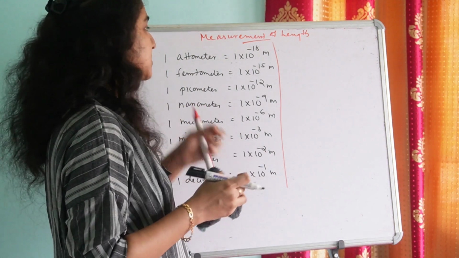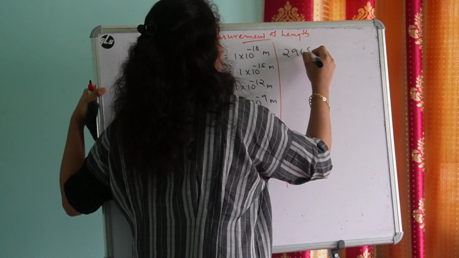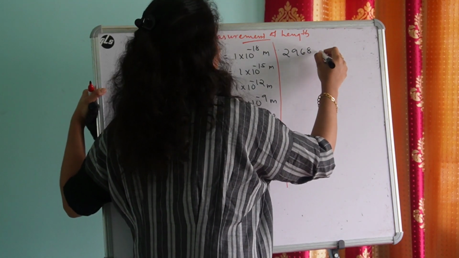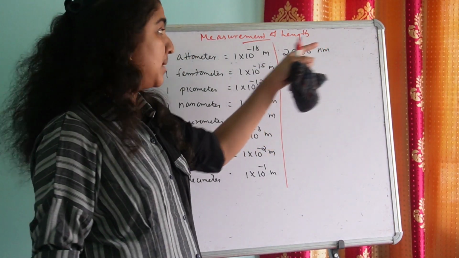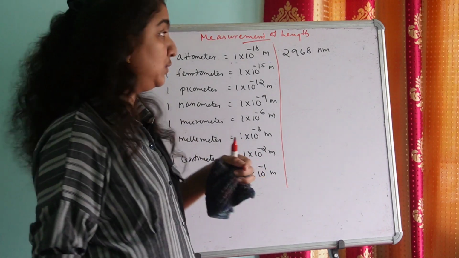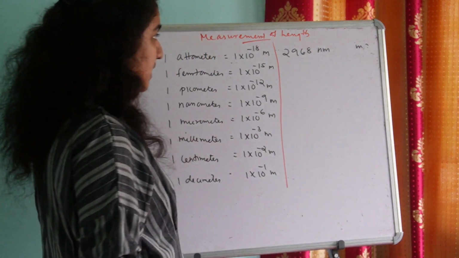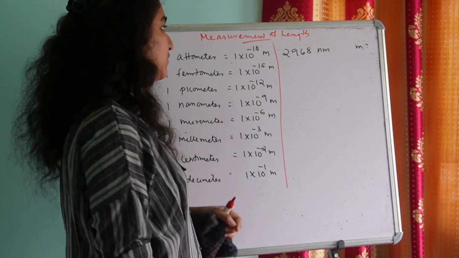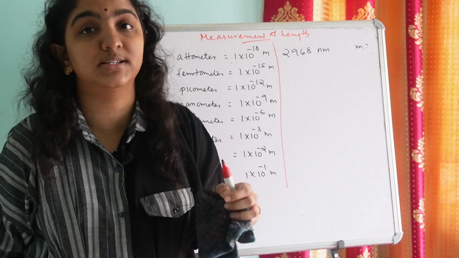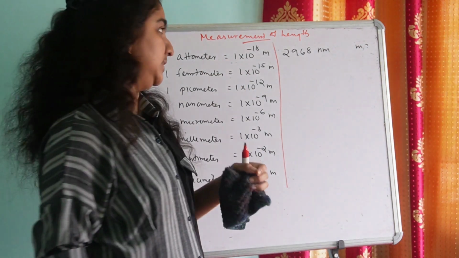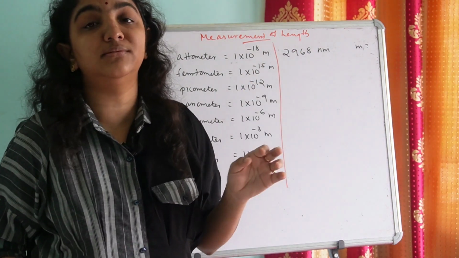Now suppose I am measuring the distance between any two atoms and I got the value 2968, let it be nanometer. 2968 nanometer, and you are asked to find the length in meters. How do we find it? Here we have to apply the concept of unit conversion. So what are the steps of unit conversion?